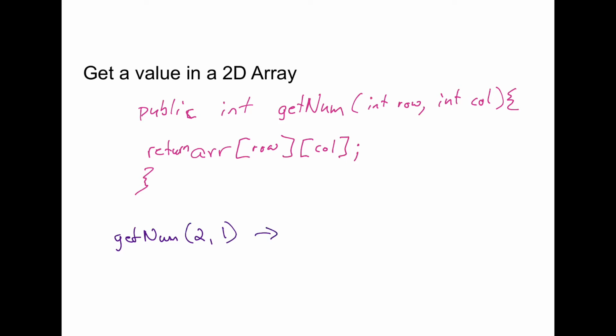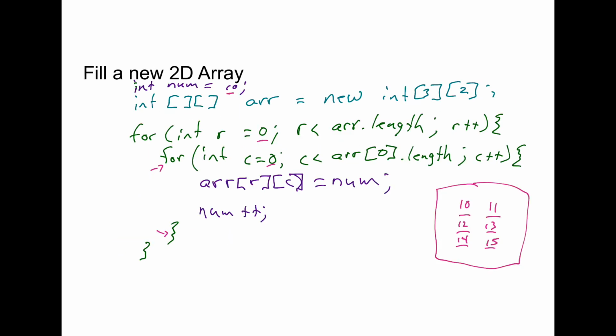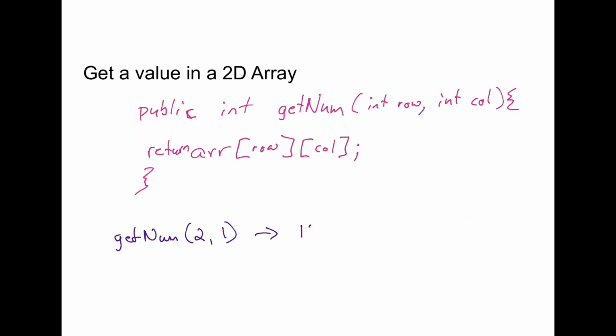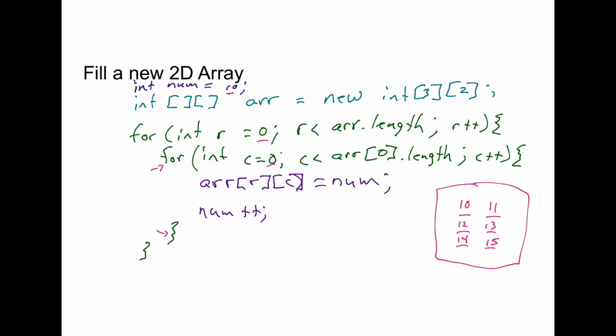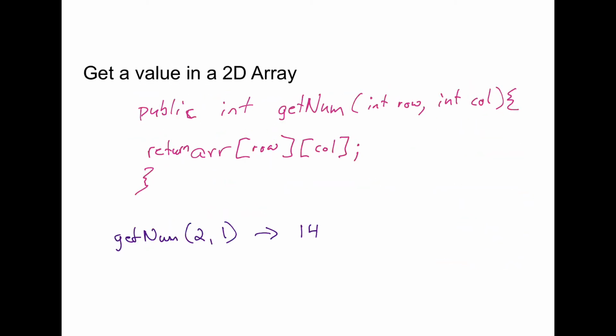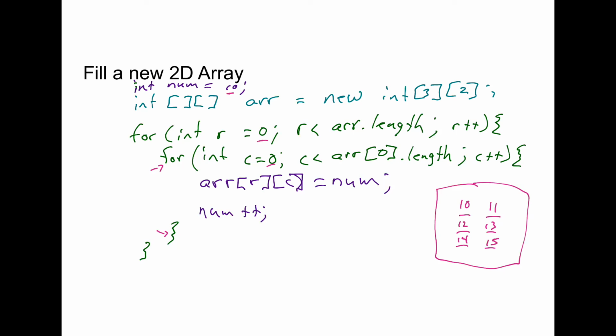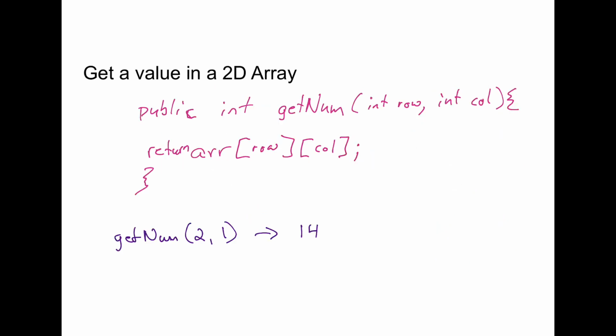what would be the value that's returned there? I'll ask that question. So 2, 1. If they say 2 comma 1, what's going to be our value that is returned? And the answer to this is 14, right? Because it's going to be row 2. So 0, 1, 2, and then 0, 1. So I apologize. It's going to be 15. 15.